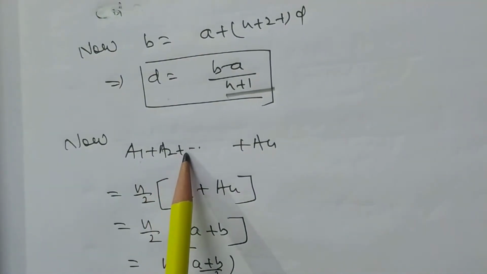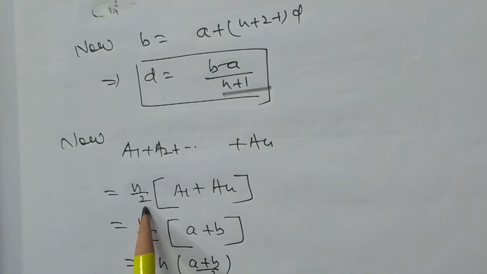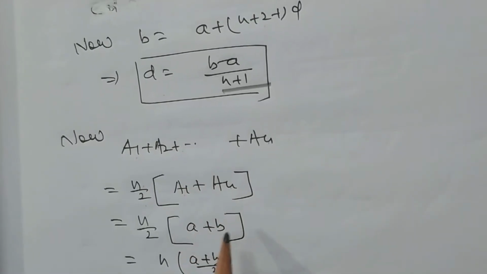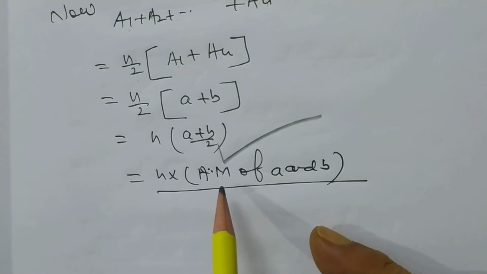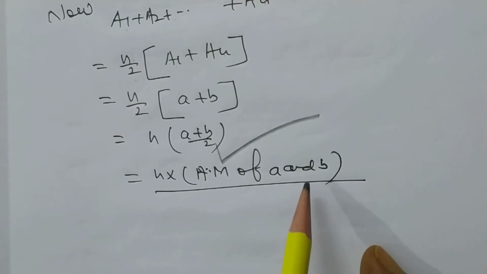Now a1 plus a2 plus so on plus an is equal to n by 2 times (a1 plus an). That is a plus b. That is n times of a plus b by 2. That is n times the mean of a and b.